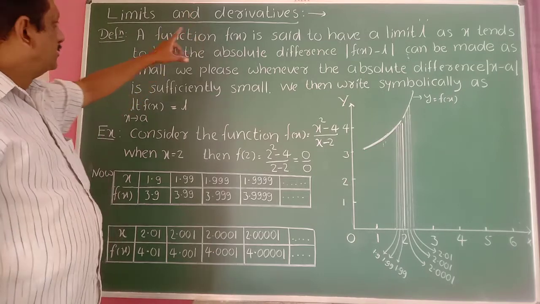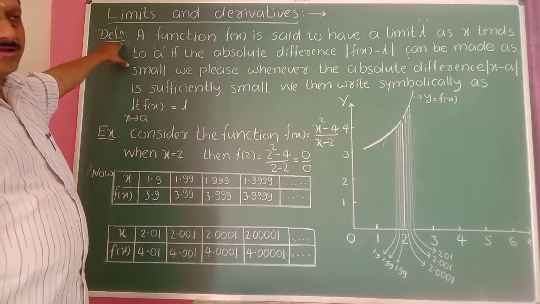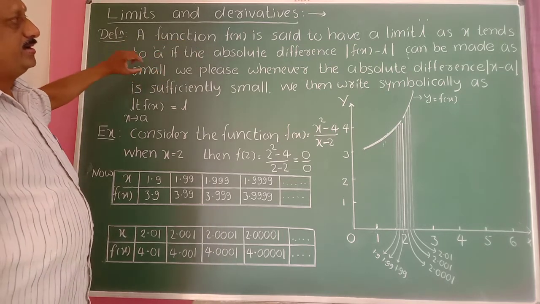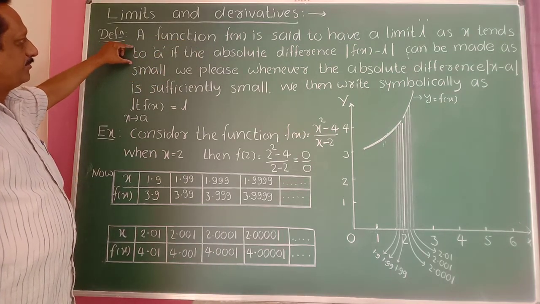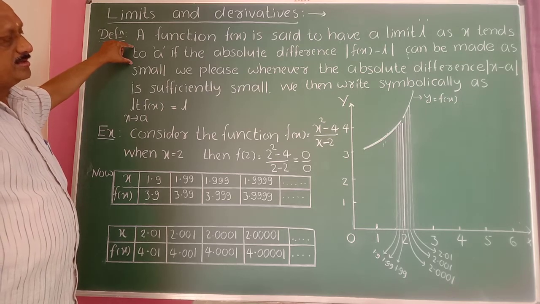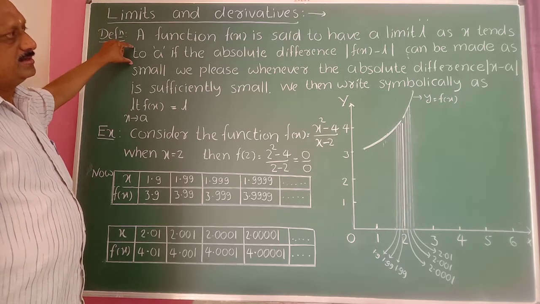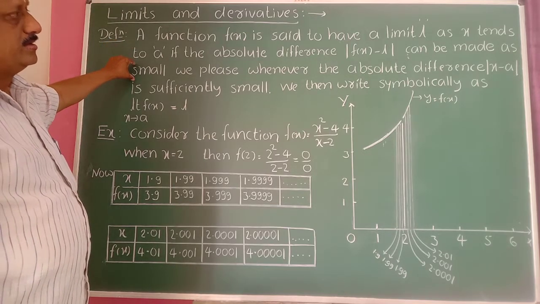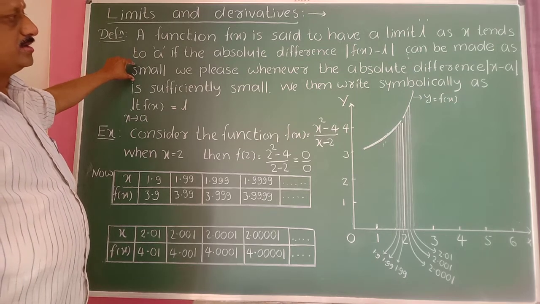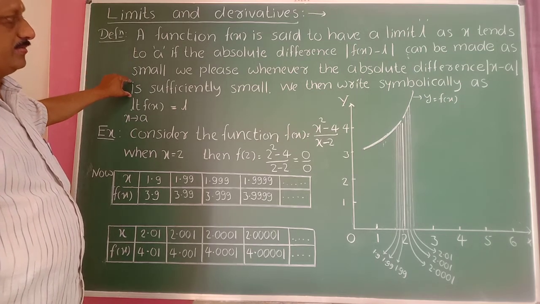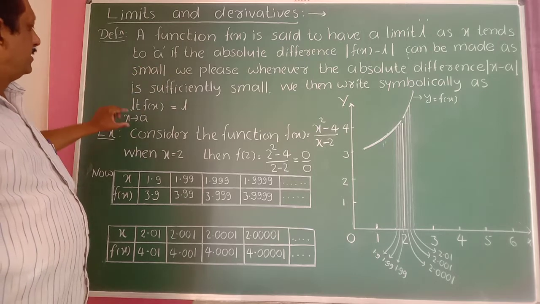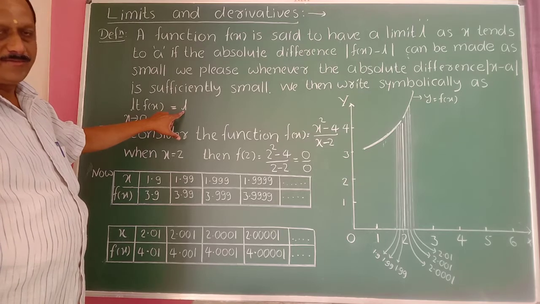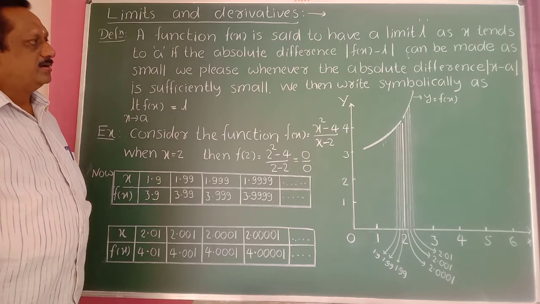What is a limit? First, this is the definition. A function f of x is said to have a limit l as x tends to a, if the absolute difference, modulus of f of x minus l, can be made as small as we please, whenever the absolute difference, modulus of x minus a, is sufficiently small. We then write symbolically: the limit of f of x as x tends to a is equal to l. This is the definition of limit.